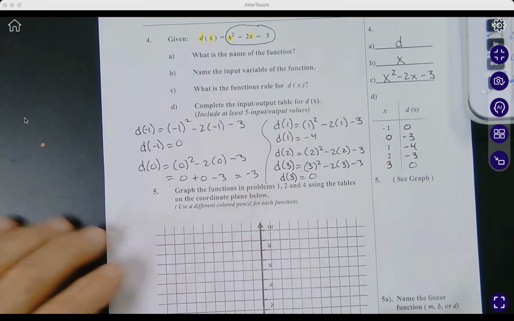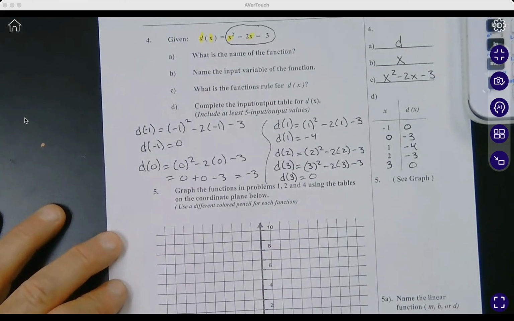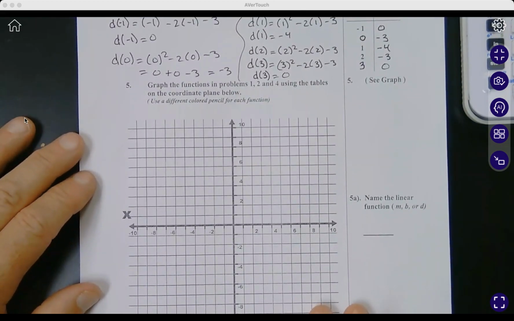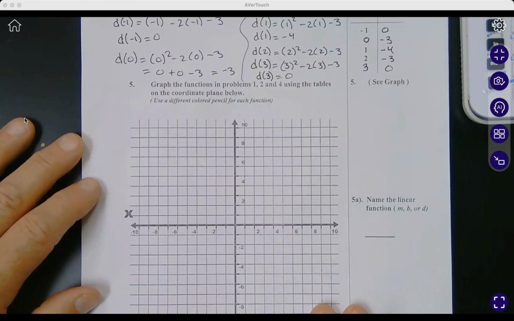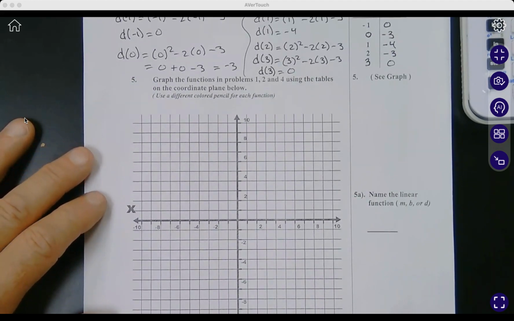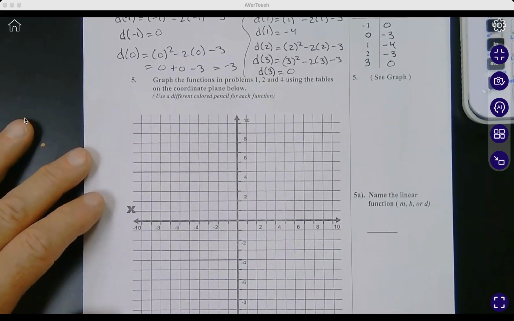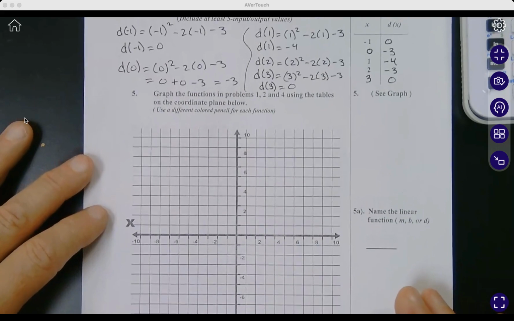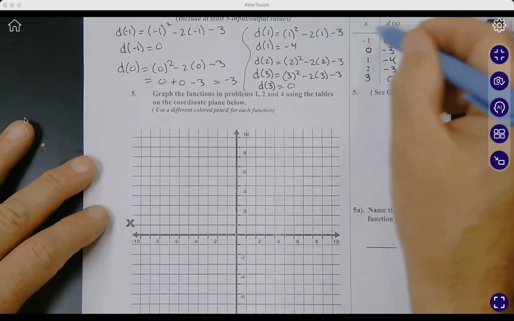Okay, so that's the input-output table for function D. Graph the functions in parts in problems 1, 2, and 4 using the tables on the coordinate plane below. Okay, let's do that. Now to do this, I'm going to organize myself really well. So I'm going to go ahead and graph function D first because that table is right there.